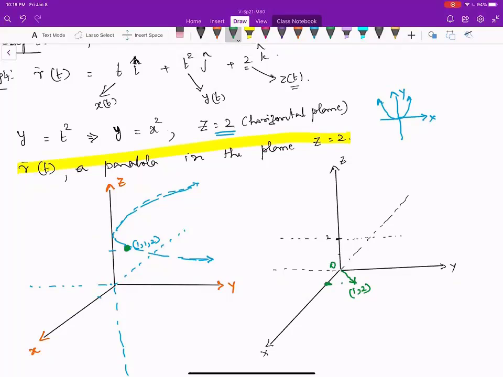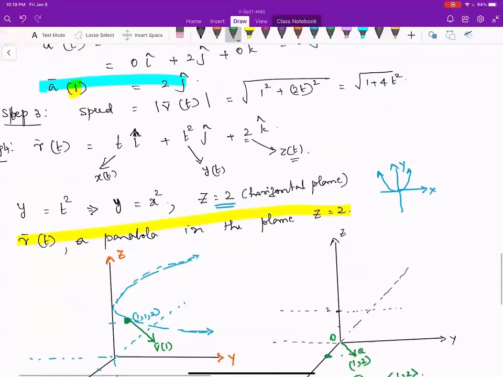Your velocity should start at the point 1, 1, 2, and it should be parallel to this radius vector. Let me call this one OQ. It should be parallel to the direction of the velocity vector, 1, 2. So the direction vector of velocity is 1, 2, and it has to be parallel to that. So that is your velocity vector, which is v at 1, the velocity vector at t equal to 1.